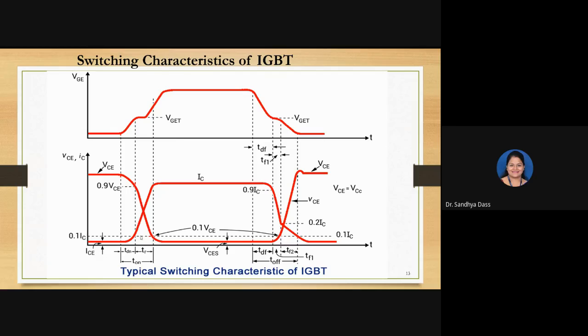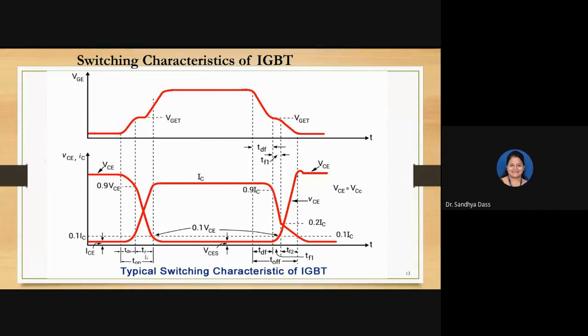And rise time, TR, is defined as the time in which the collector current rises from 0.1 to the maximum value, or 90% of the collector current or the final value. In parallel, the voltage across collector and emitter falls from 0.9 VCE to 0.1 VCE, or 10% of VCE. So the total T on will be TDN plus TR, that is turn on delay plus rise time.